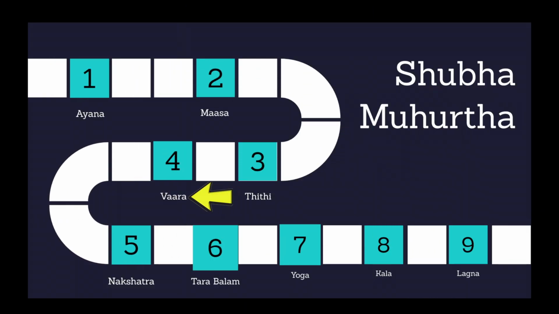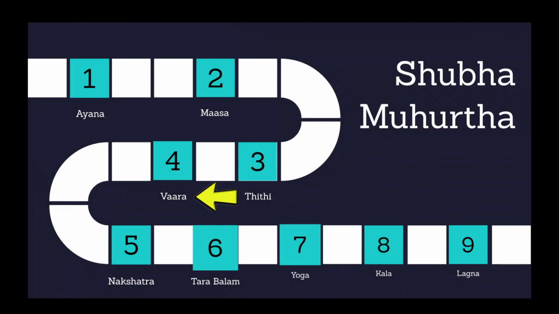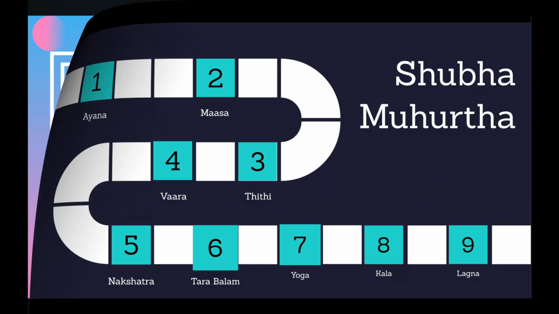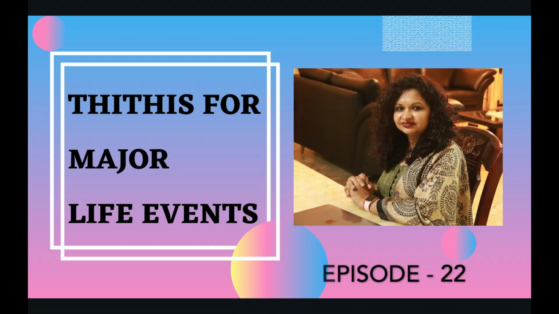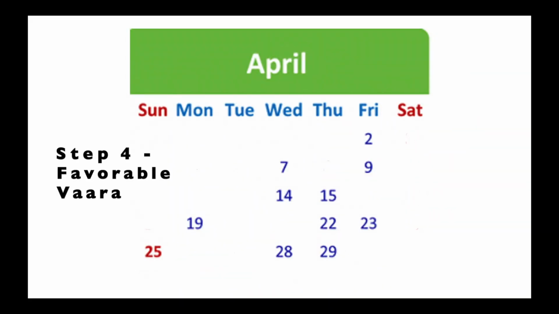Fourth step is to check the favorable Vara. Out of those Tithis, the fourth step is to check which Vara or days are favorable. Third and fourth steps are explained in detail in episode 22. This step to find the favorable Vara will narrow down your selection further to these dates.